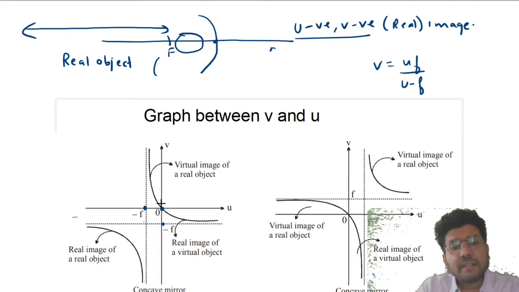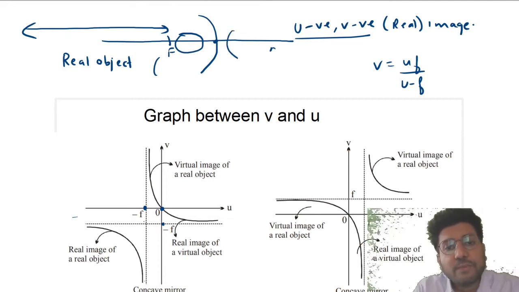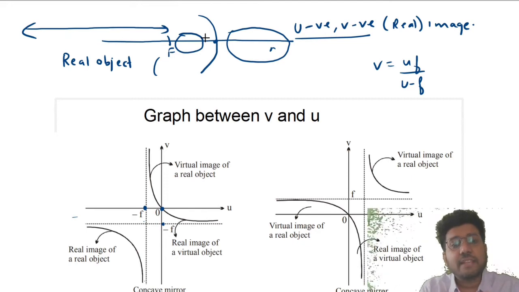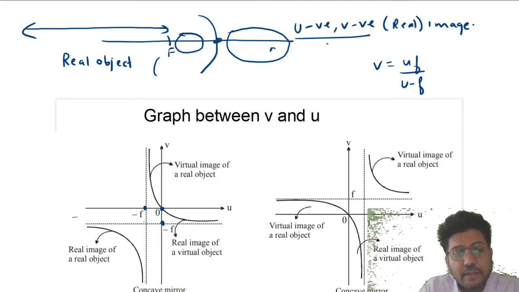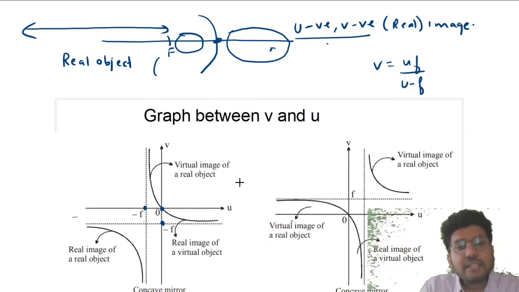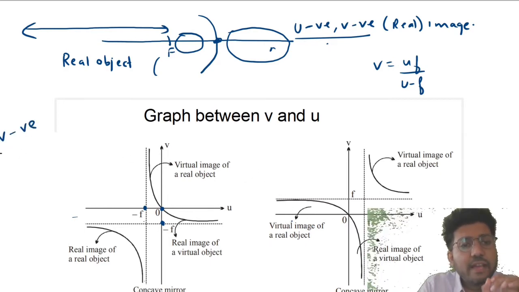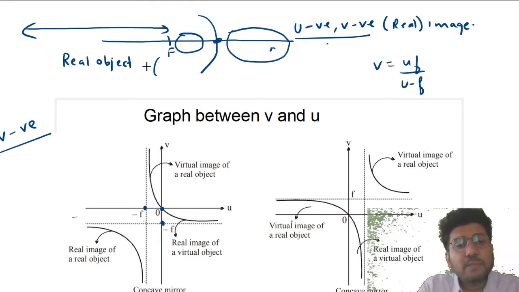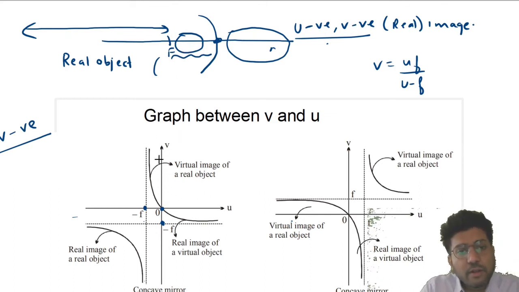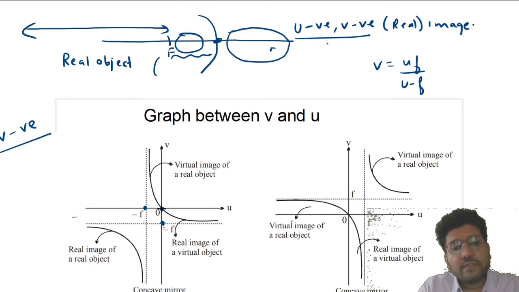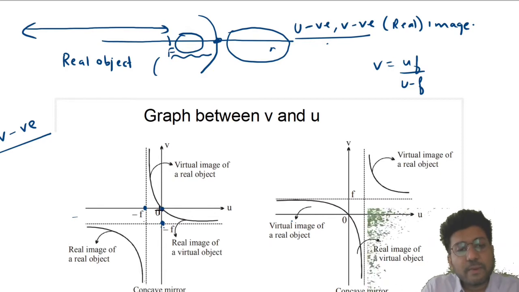Then let us look at the virtual object. For a virtual object, we have discussed in case of a concave mirror, there is only one case. That is, the object is anywhere between pole to infinity. The image is always real. That means V will be negative. And the image is always between pole and focus. So that means V will always be between 0 to minus f. Object distance will be from 0 to infinity, but image distance will be only from 0 to minus f.